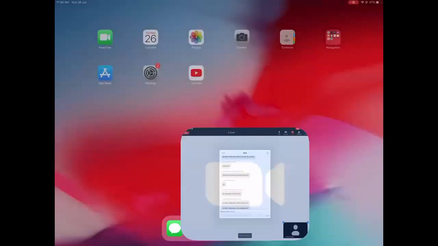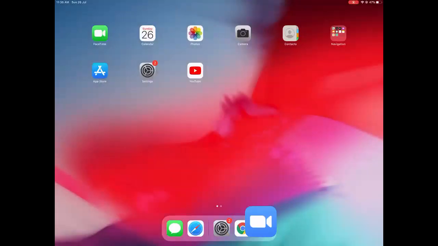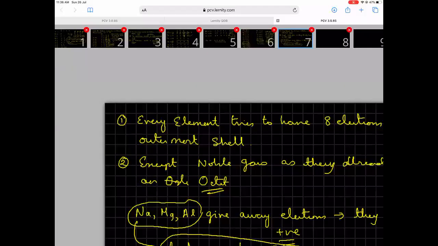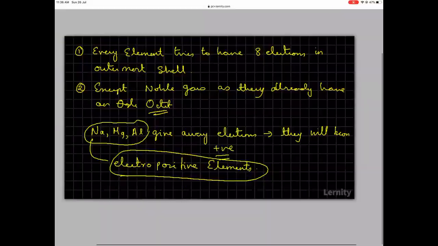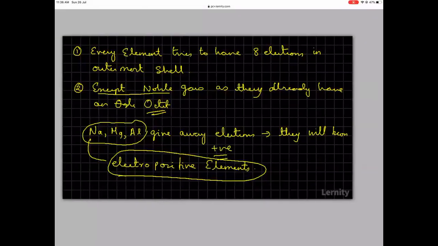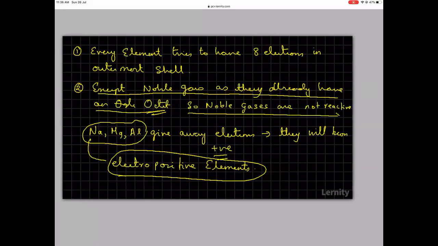Yes. So, except noble gas, as they already have an octet. So, noble gases are not reactive. Noble gases are not reactive.